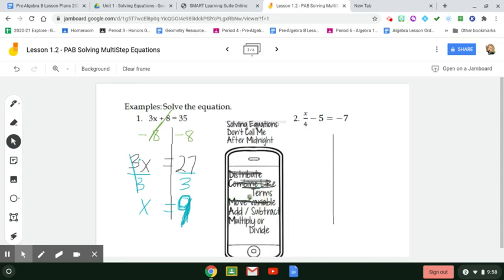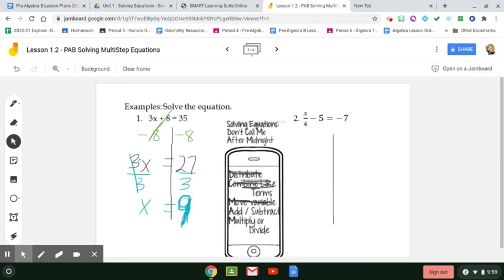All right, so now what I'm going to do, I got to look on that side that has the variable. There's a 4 underneath it and a -5 over there. If I cover up that 4 that's attached to the x, the problem's real easy, right? It's x minus 5 equals -7.